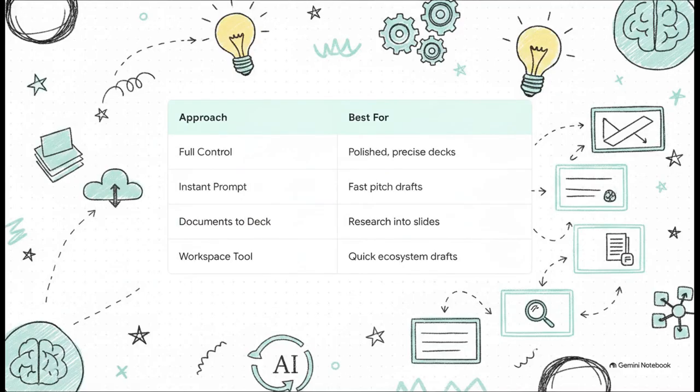And it goes way beyond just single images. You can literally generate a first draft slide deck in minutes now. The trick is choosing your approach based on whether you need strict brand polish or just a quick conceptual outline. You can opt for full control, an instant prompt, use workspace tools, or even upload existing research documents and have the AI instantly convert them into a structured presentation.